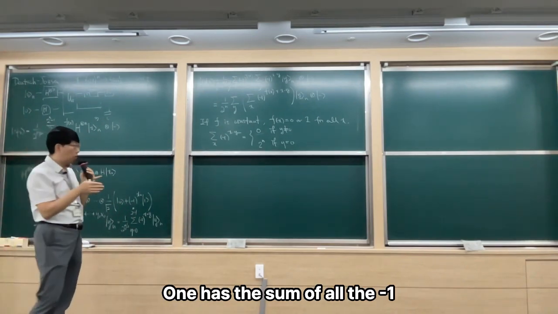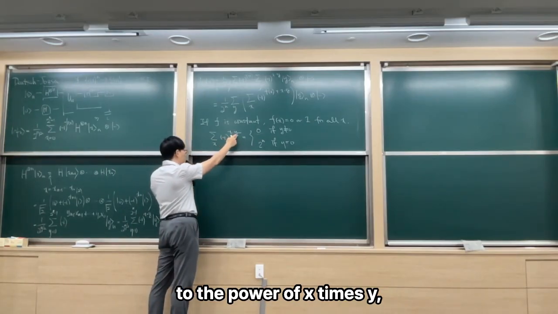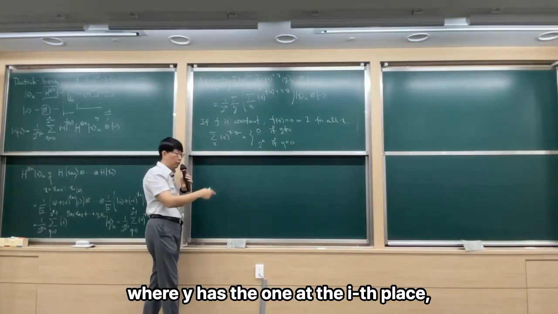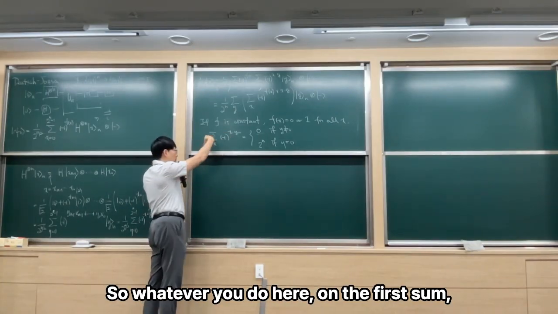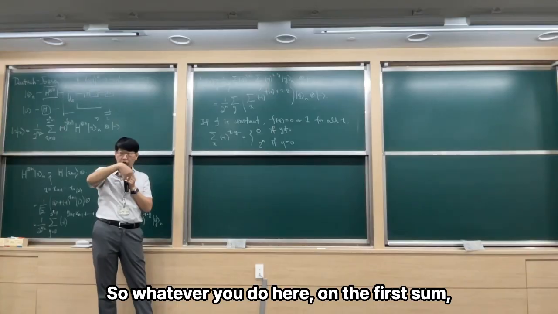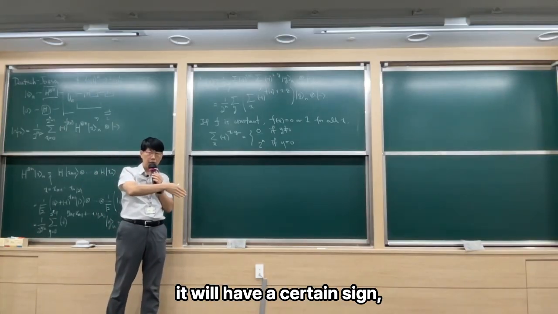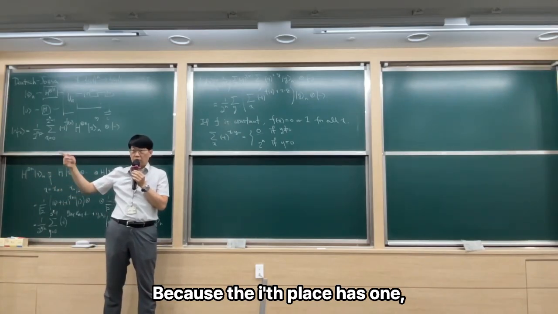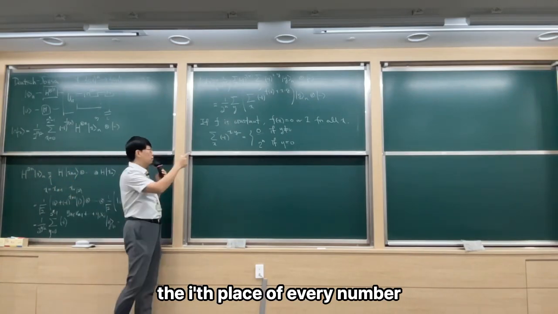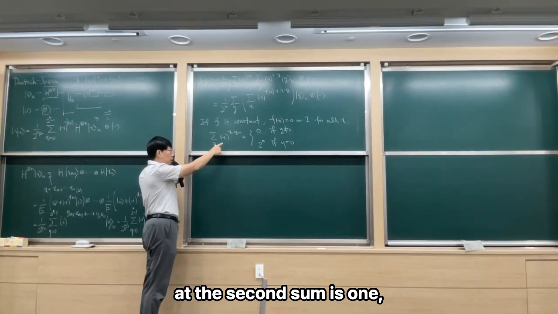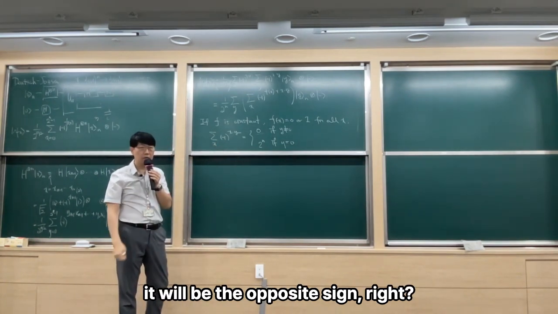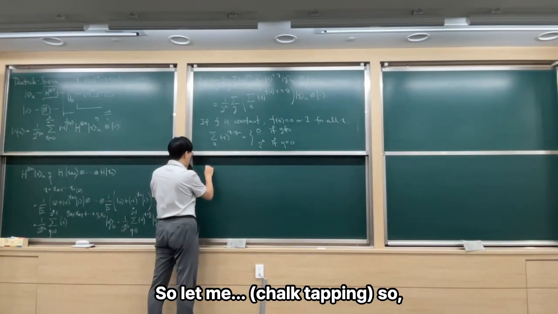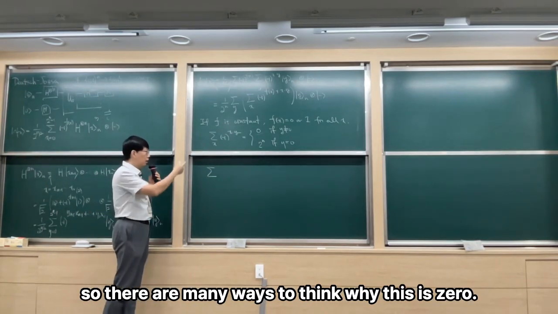One has the sum of all (-1) to the power of x times y, where x has 0 at the ith place, where y has 1 at the ith place, and the other one has 1 at the ith place. So whatever you do on the first sum, it will have a certain sign, let's say positive. And how about the other sum? Because the ith place of every number in the second sum is 1, it will have the opposite sign, right? It's the only difference between the first group and the second.